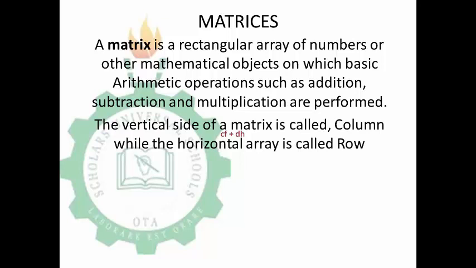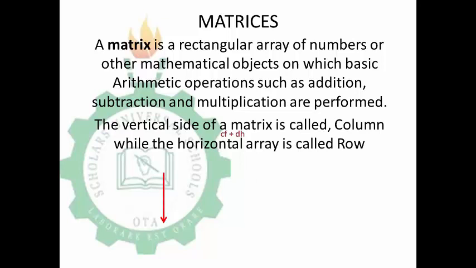What is a matrix? A matrix is defined as a rectangular array of numbers. When you say rectangular array of numbers, you will see what it means soon. So you have a rectangular array of numbers or other mathematical objects. It could be numbers, it could be any mathematical object, such as alphabets. But in this subject, simple arithmetic operations can be performed on them. Arithmetic operations such as addition, subtraction, and multiplication as well can simply be performed on them.